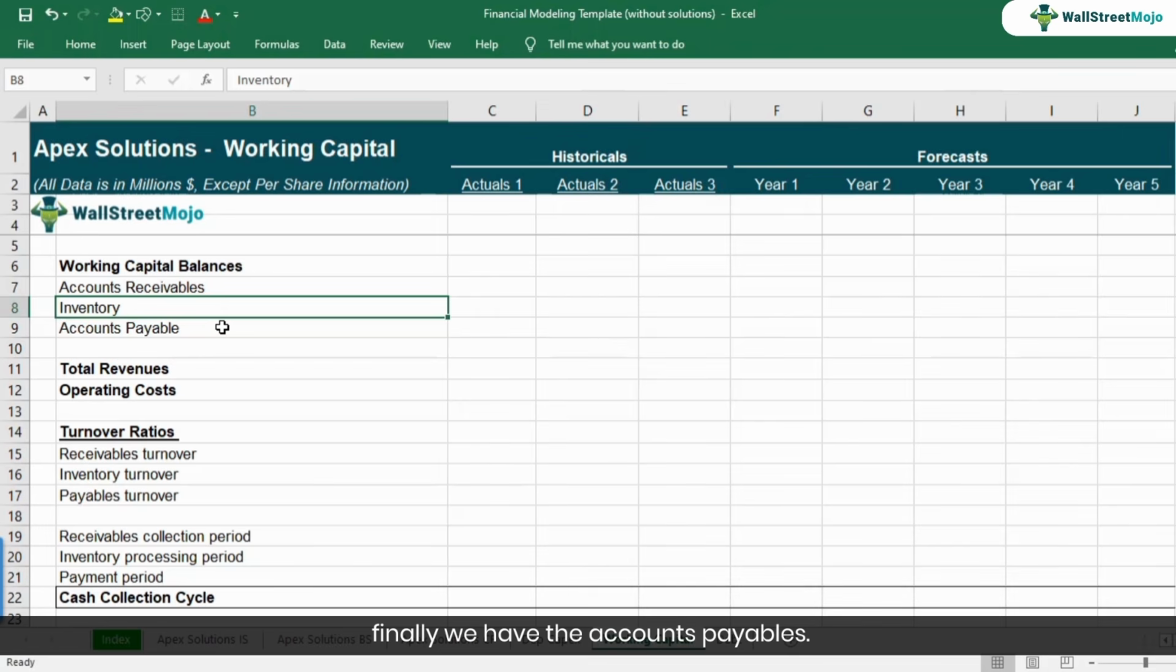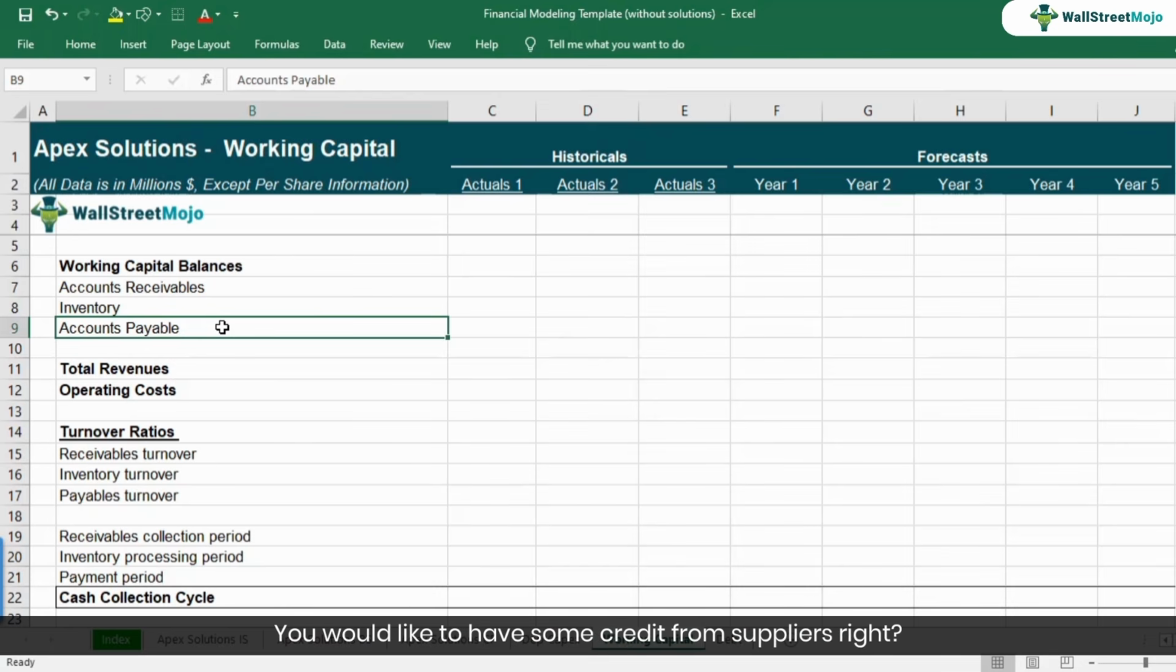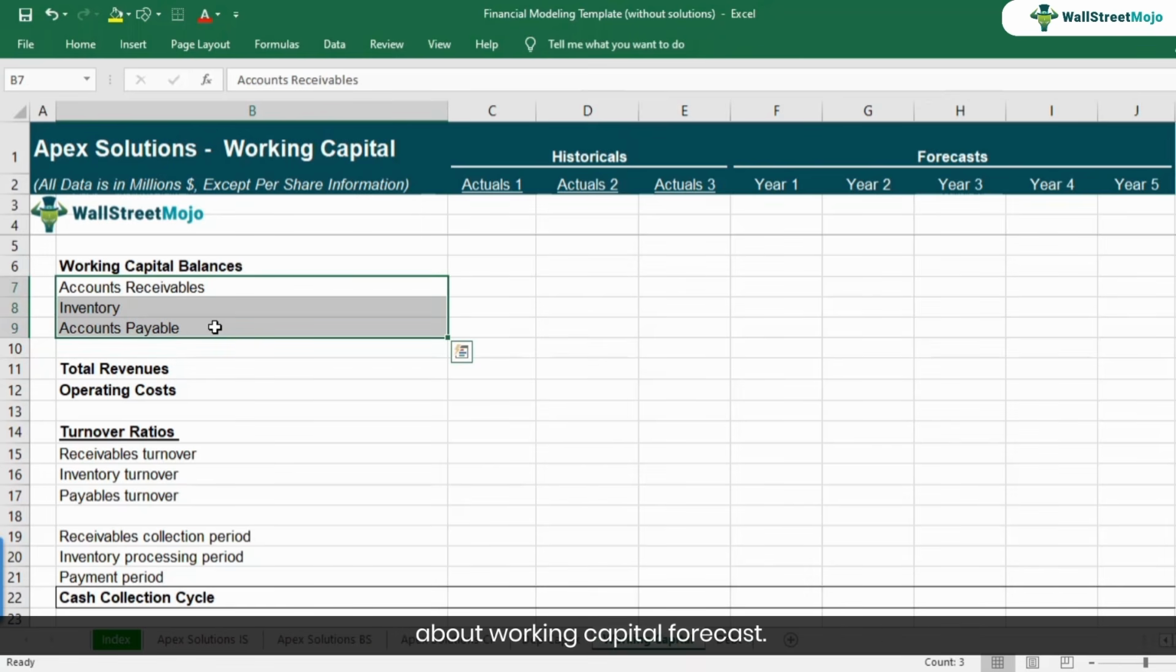And finally we have the accounts payable. Now accounts payable is basically the money that the company actually owes to the suppliers. So let's say you're buying raw material from suppliers, so you may not pay everything in cash, you would like to have some credit from suppliers, right? So that amount will actually go as accounts payable. Now these are the three items which are considered when we talk about working capital forecast. Now, let us look at how we can go about projecting these three.